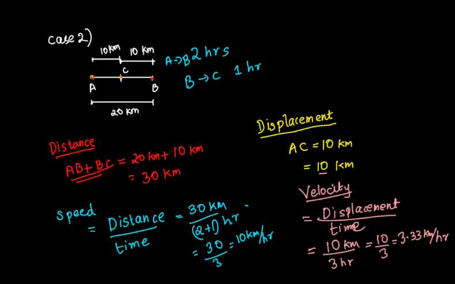So in this case we see that the distance and the displacement are not equal, while the speed and the velocity are also not equal. I hope I didn't confuse you all, and I hope all of you understood this.